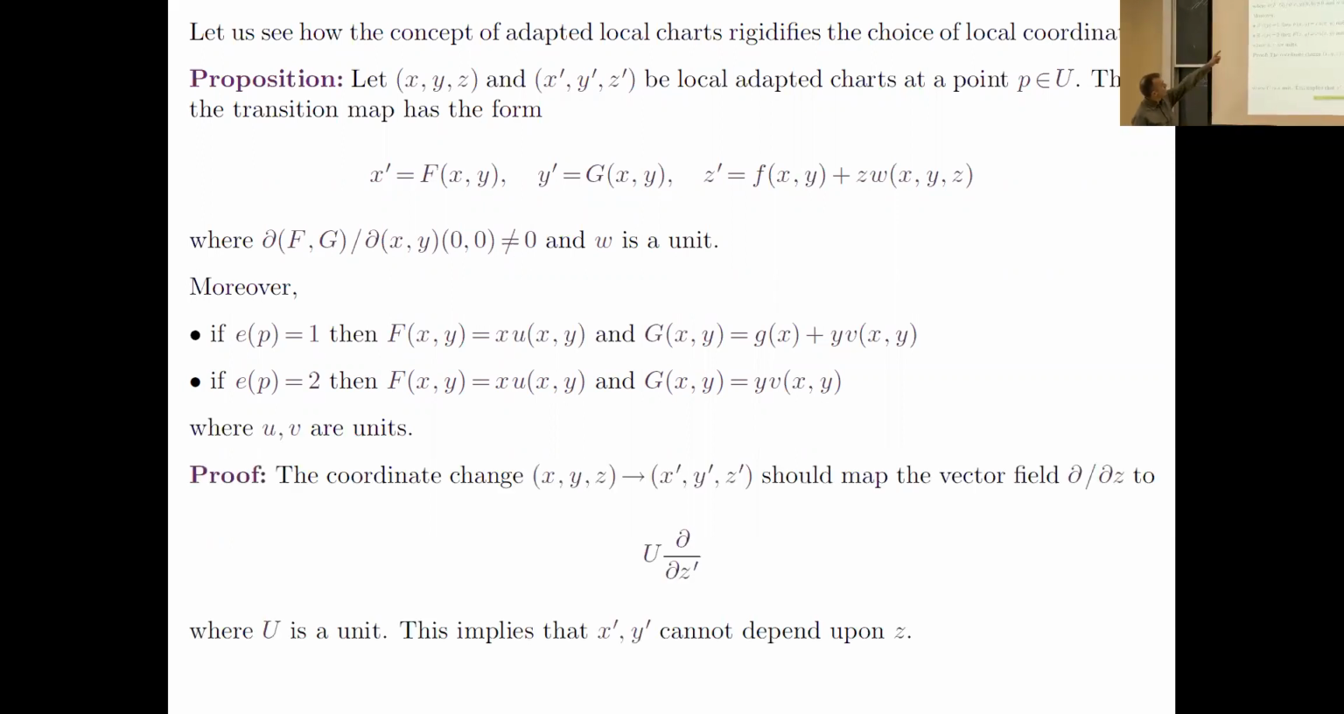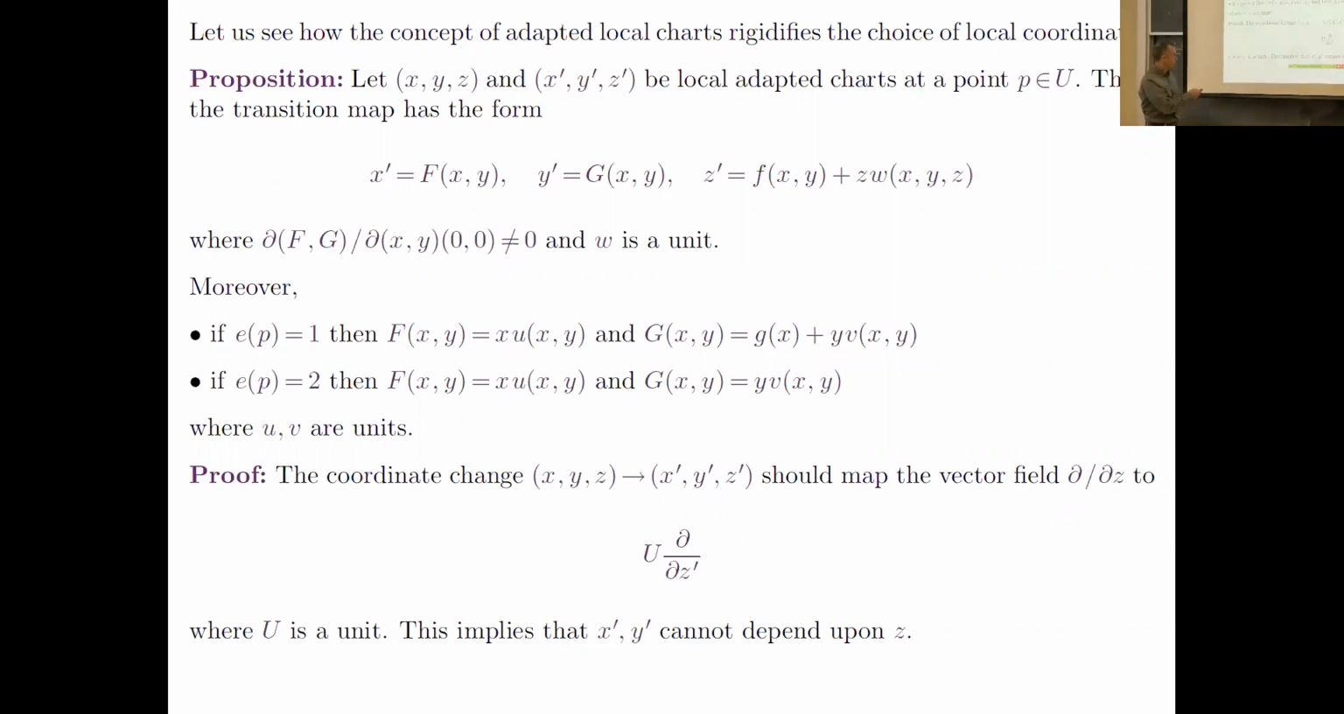This is quite easy to prove because, by the requirement, this is the point where we use the existence of this axis in an essential way. By the requirement that the axis always corresponds to the vertical axis at each point, when you make this change of coordinates, it should map the vector field, this one, to a multiple of this one. This implies immediately that x prime and y prime cannot depend on z.